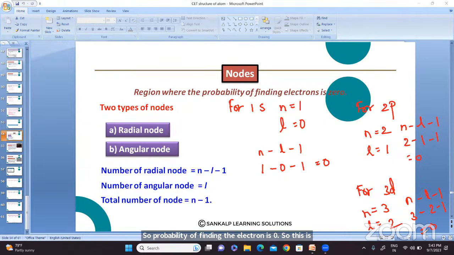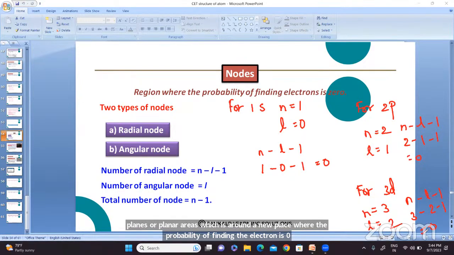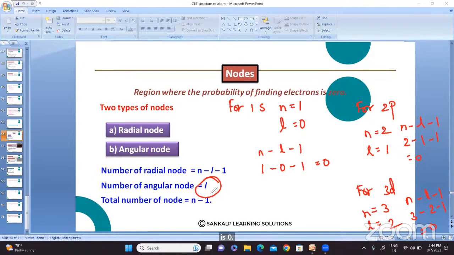Next is angular node. So what do you mean by angular node? The planes or planar areas around the nucleus where the probability of finding the electron is 0. This depends mostly on the azimuthal quantum number, so it directly depends on L. The number of angular nodes depends upon L.